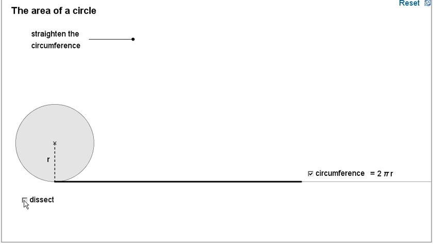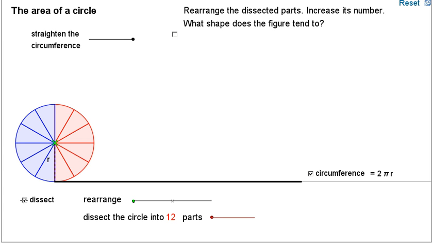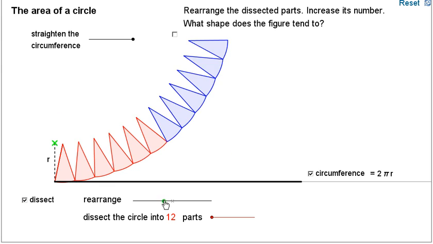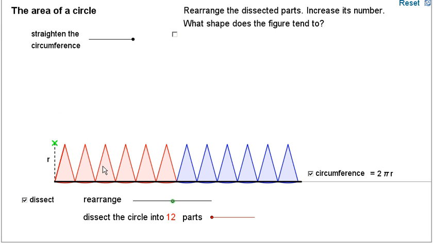So let's go ahead and dissect and rearrange the circle and see what shape we can turn it into. I'm going to keep it at 12 parts here, and I'm going to rearrange the circle. Here I have all the pieces. Think about how tall each of these 12 parts of the circle are. I'm moving the radius over, and we can see that each of these twelfths of the circle has a height of exactly the radius of the circle.